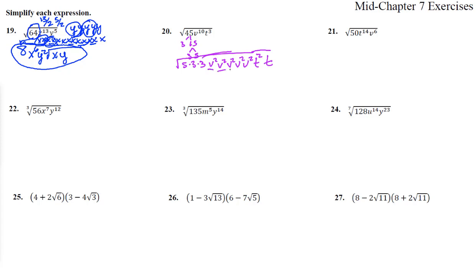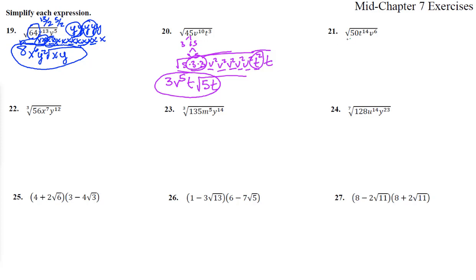So each one of these comes out as a v. Let me see. This guy comes out as a 3. So we get 3 v to the 5th. And then 1 t will come out. T squared, square root of t squared is t. And then we get 5 t. There we go.